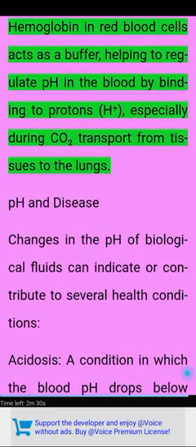Hemoglobin is a buffer. Hemoglobin in red blood cells acts as a buffer, helping to regulate pH in the blood by binding to protons (H+), especially during CO2 transport from tissues to the lungs.